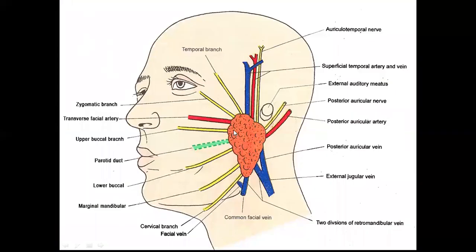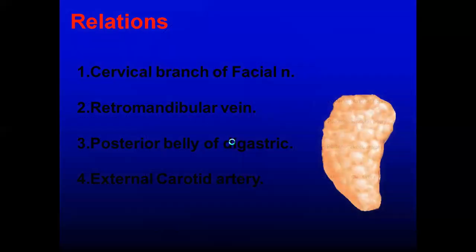So this is a picture of the parotid gland which shows us the various blood vessels and nerves which are related to it. The anterior border is also showing the parotid duct.